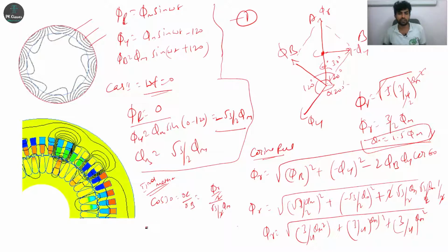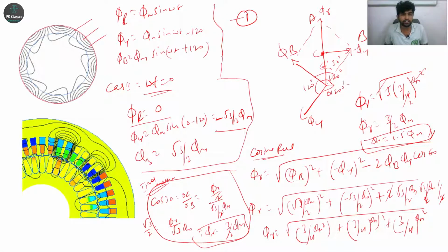See here, cos 30 is root 3 by 2 is equal to OC, which is phi R divided by 2, and root 3 by 2 phi M will be there. So what happens? It multiplies over here. So finally you'll get phi R is equal to root 3 into root 3, 3 by 2 phi M. Right? This is another method. Okay. You can consider any one method. See, this is how flux will be distributing over there. Similarly, I'll take case 2.